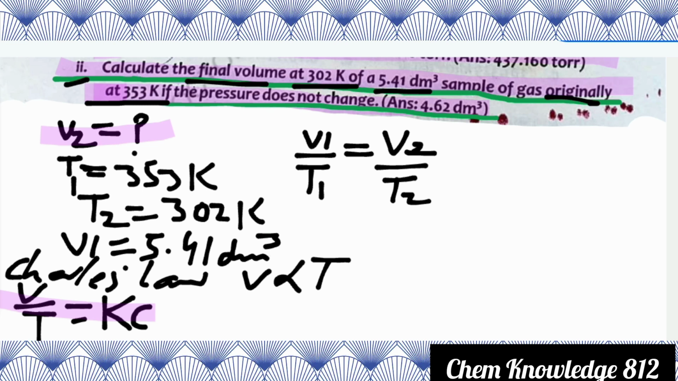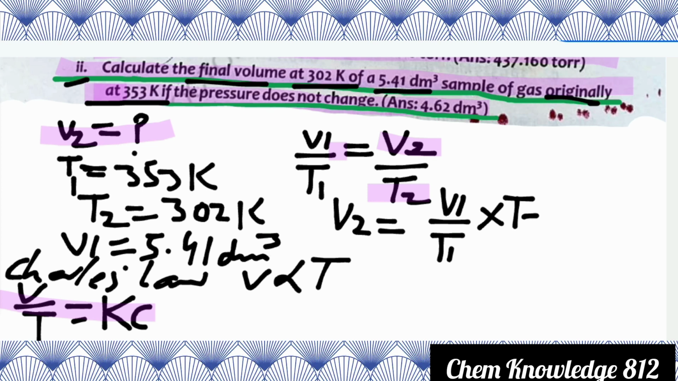Now we are going to determine V2. So rearranging this equation, you can get V2 will be equal to V1 divided by T1 multiplied by T2. So putting the values, we can write that V2 will be equal to, putting the value of V1, which is this one.